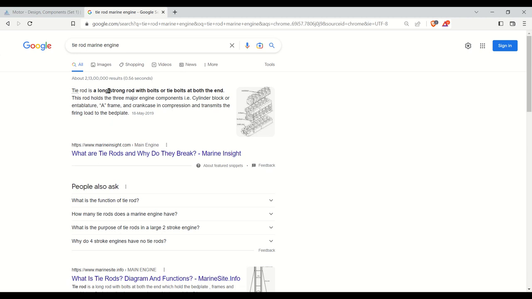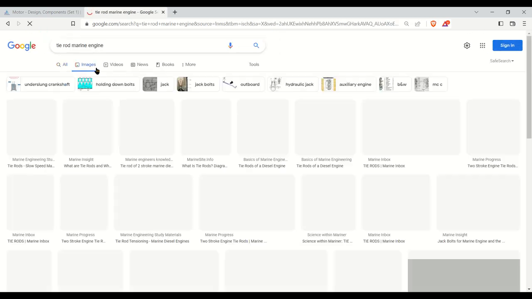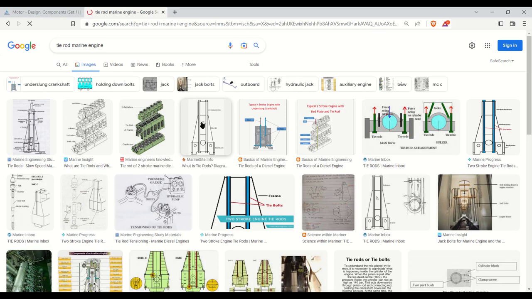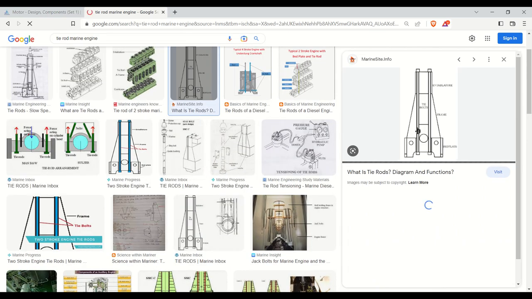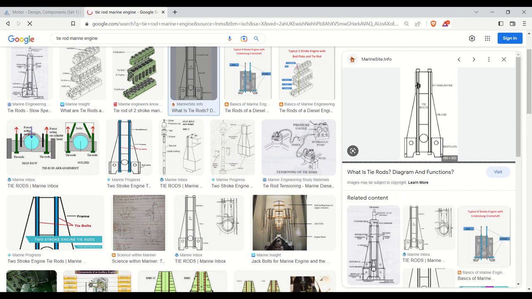Tie rod is a long, strong rod with bolts or tie bolts at both ends. Let's see in the image how it looks. Yes, this is the correct depiction of the tie rod. You can see in this image, these two long rods are the tie rods. It is always tensile loaded, and it keeps the entablature frame and the bed plate aligned.